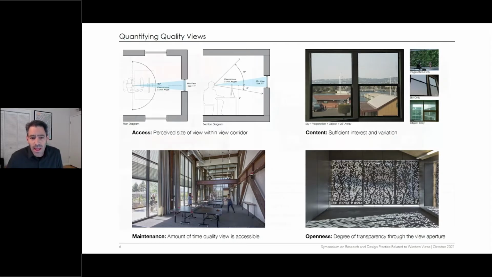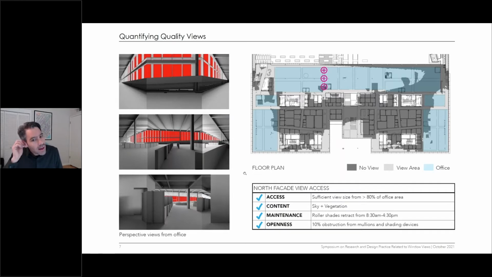When we look at view access or view quality within a building, we are looking at all of these 4 components: access, content, maintenance, and openness. And we will typically look at this in early design phases all the way to the end of construction and commissioning in order to understand the relationships between positions in the floor plate and views.